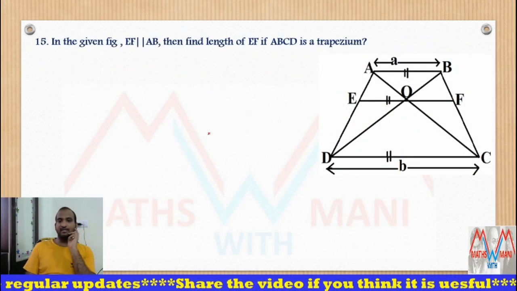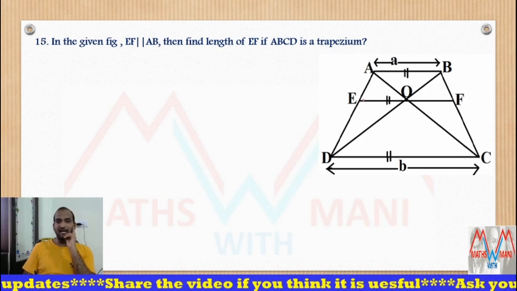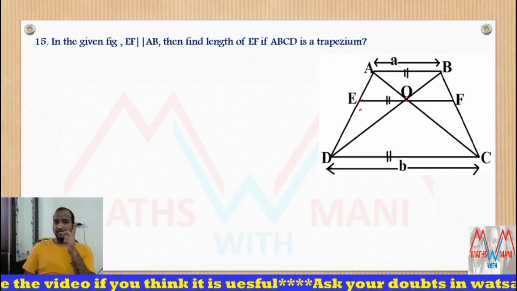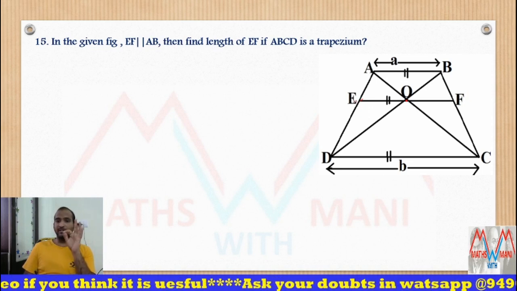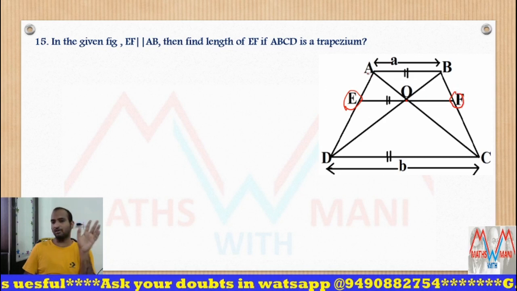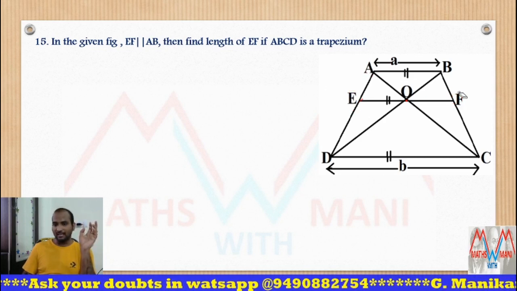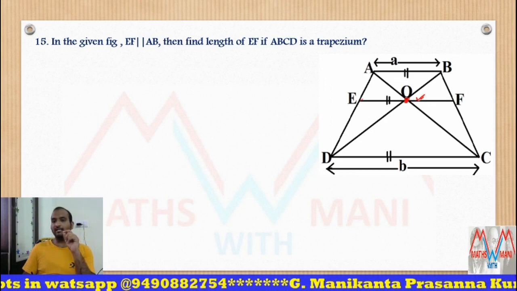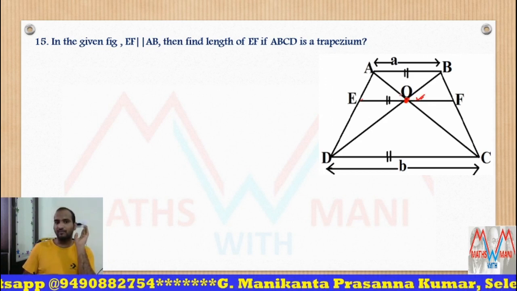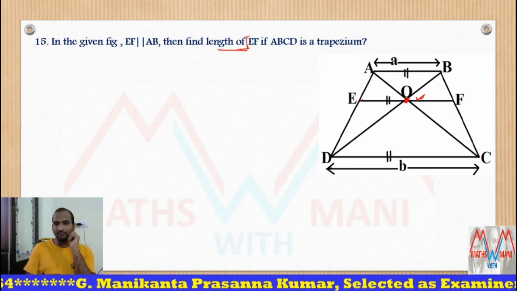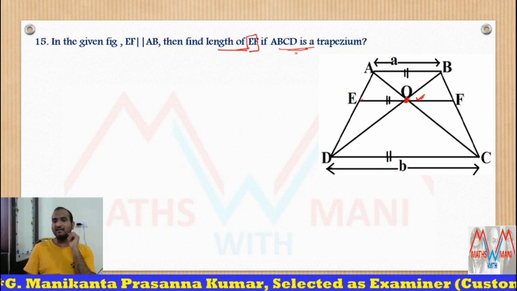In the given figure, EF is parallel to AB. Please remember, it was not given that E is the midpoint of AD and F is the midpoint of BC. The line EF is passing through the point of intersection of the diagonals, that is given in the diagram. Find the length of EF if ABCD is a trapezium.